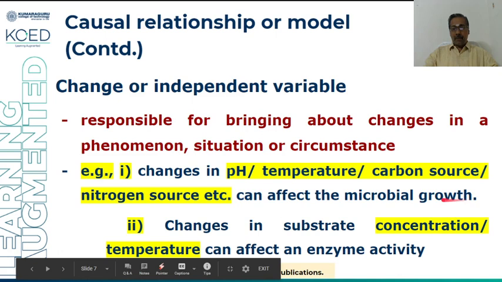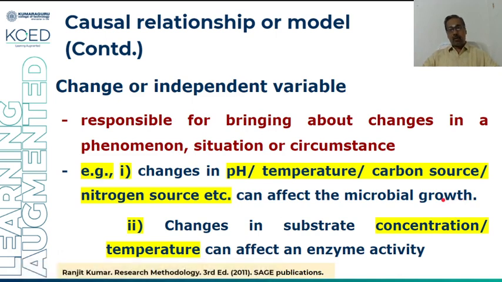Say, for example, you want to study the microbial growth kinetics. You want to investigate the optimal growth of a particular microorganism. That is the task. In order to investigate the optimal microbial growth, you have to focus your attention towards pH, temperature, carbon source, nitrogen source, etc. Whatever variable you want to incorporate, you can incorporate.